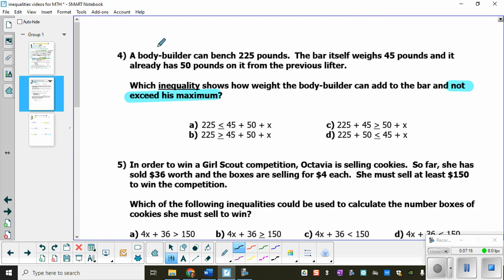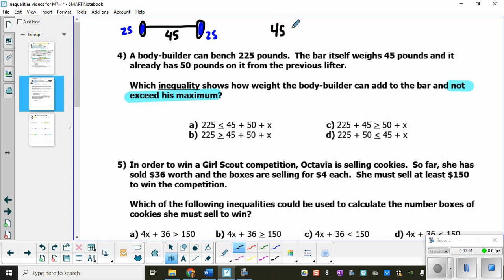So for number 4 here, we're talking about a bodybuilder, and we have that a bodybuilder can bench 225 pounds. So just think about a barbell and just think about the weights on the ends. And so what we have here is that the bar itself already weighs 45 pounds, and it already has 50 pounds on it from the previous lifter. So if there's already 50 pounds on this bar, we can assume that this is a 25-pound weight right here, and this is a 25-pound weight right here, because that's the 50 that's already on it, okay? So there's 45 already for the bar.